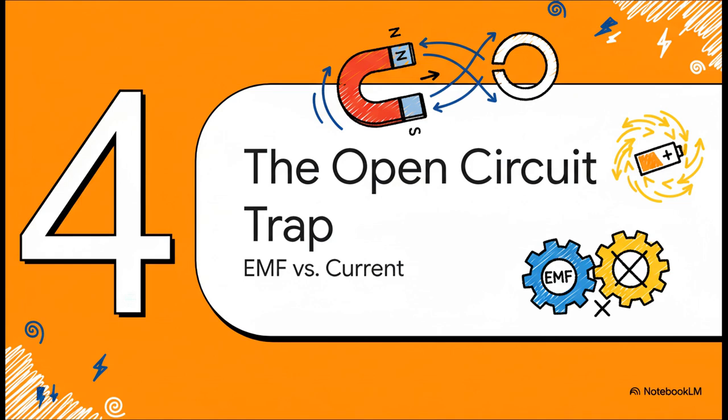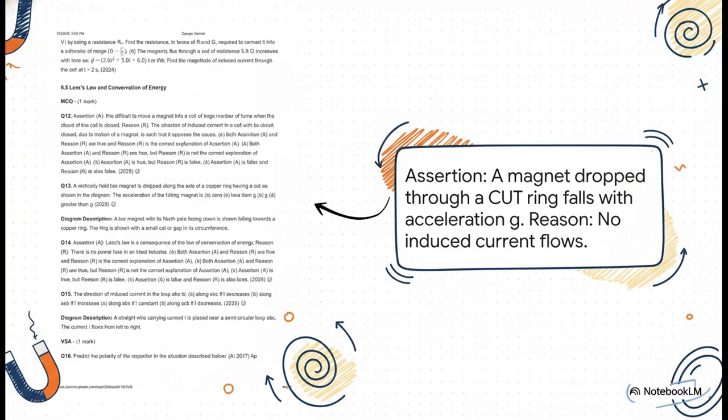All right, now that we've got the core principle down, let's look at a classic exam trap. This one hinges on a really subtle but super important difference, the difference between induced EMF and induced current. Get this right and you'll be way ahead of the game. So take a look at this assertion-reason question. The assertion is a magnet dropped through a ring that has a little cut in it will fall with acceleration g. And the reason is because no current flows. So what do you think? Is this correct? And does the reason actually explain the assertion?